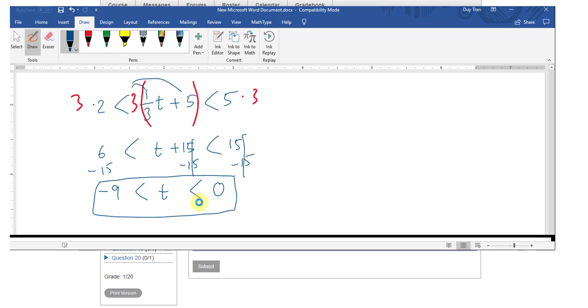There's no equal sign, so if you want to write this in interval notation, we are using the parentheses instead of the brackets. Okay. So this is the interval notation, minus 9 comma and then 0.